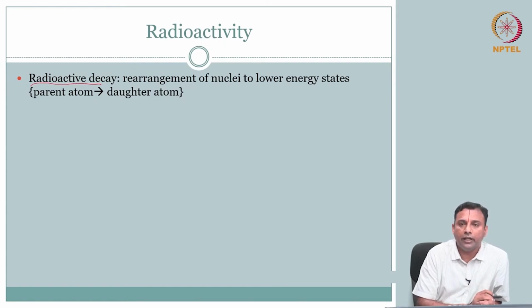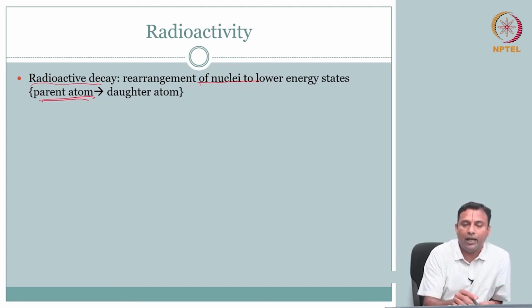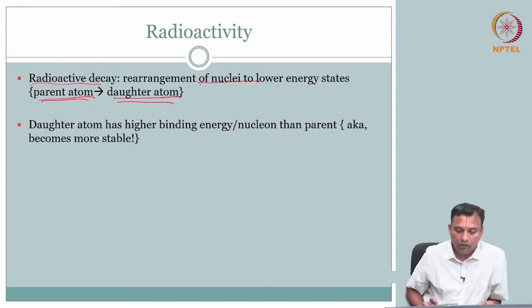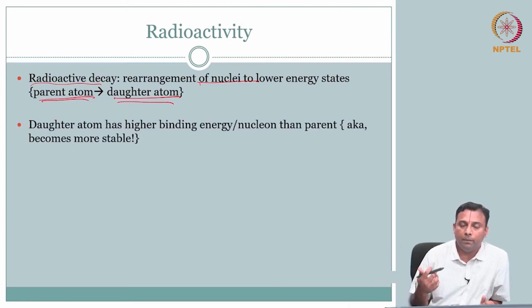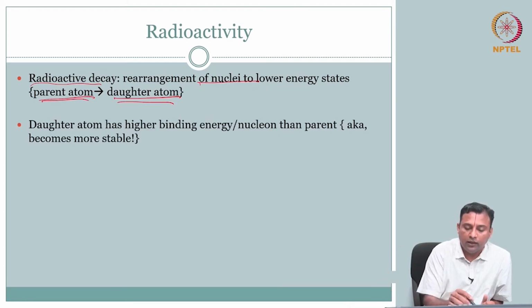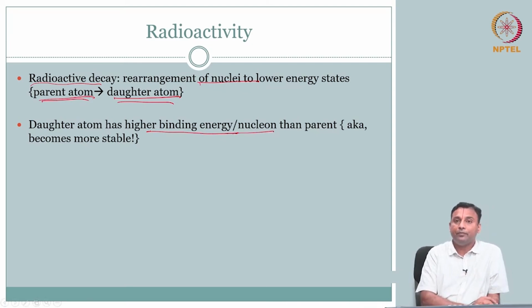What is radioactive decay? It is the rearrangement of the nucleus to a low energy state. We will have what is called a parent atom. The parent atom is a radioactive, unstable atom. It will shed energy and give out a daughter atom. The daughter atom is supposed to be more stable, or in other words, you can also view it as the daughter atom having higher binding energy per nucleon.